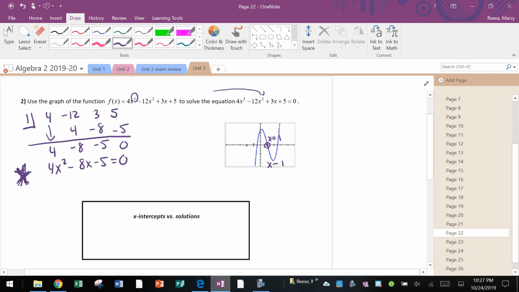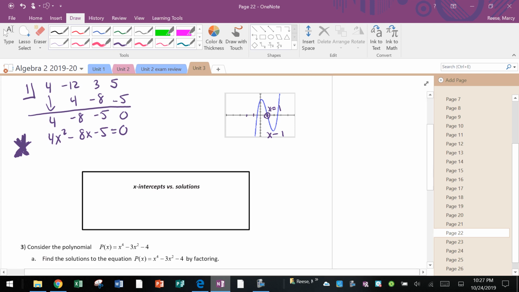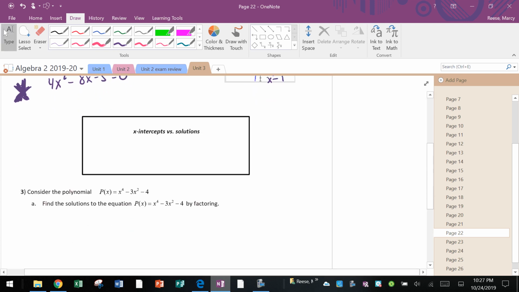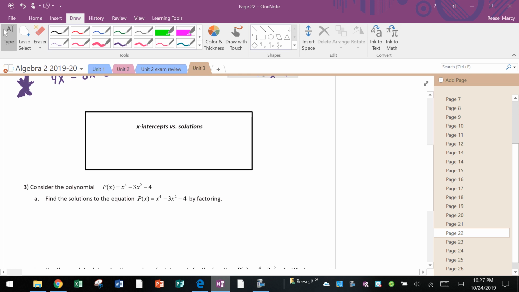And when I come in on Monday, I'm absolutely going to be checking these to make sure that not only did you watch it, but you finished this problem. So you have to factor this again and solve it, just like we did on problem 1. Okay? And I'm going to leave a couple others throughout here that you're going to do too. So make sure that you are following through with this lesson. Okay, x-intercepts versus solutions. All right.